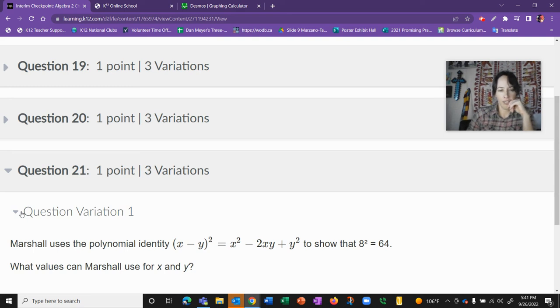Ooh, Marshall uses a polynomial identity this to show that 8 squared equals 64. What values can Marshall use for x and y? Okay, so as your teacher, part of what I use is this curriculum, and I assume that it is standardized pretty similarly, so that when you get to the interim checkpoint, it's not new ideas that we haven't necessarily highlighted. This is a very awesome thinking question. Okay, what values can Marshall use for x and y?